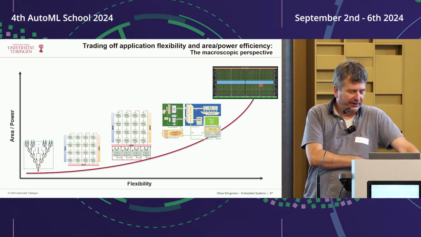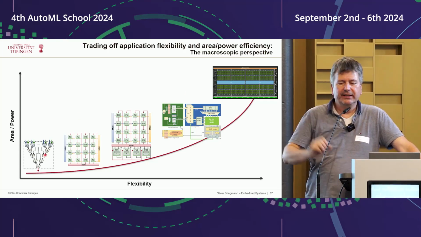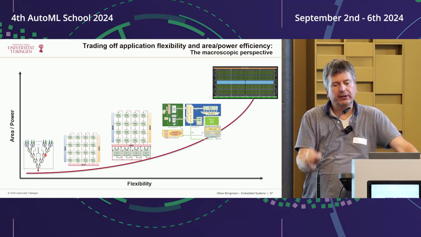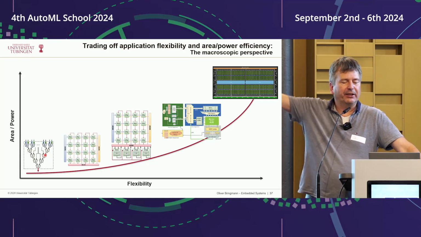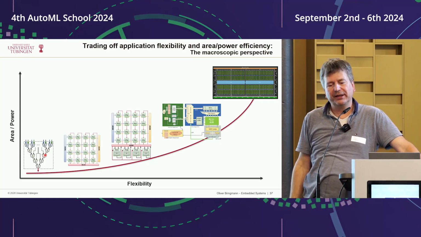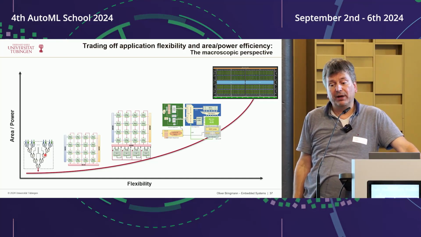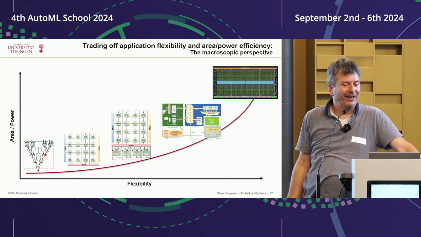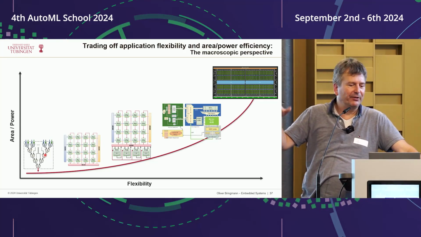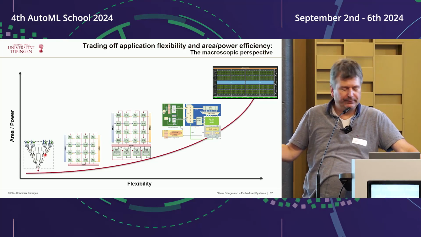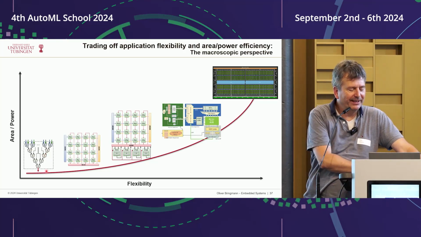And on the other hand, you can take a single neural network and synthesize a hardware that's dedicated to that kind of neural network. But then, of course, you have the highest area and power efficiency, but at the cost of a very inflexible design. You probably can change some weights, but you cannot change the architecture anymore. So you need something in between.